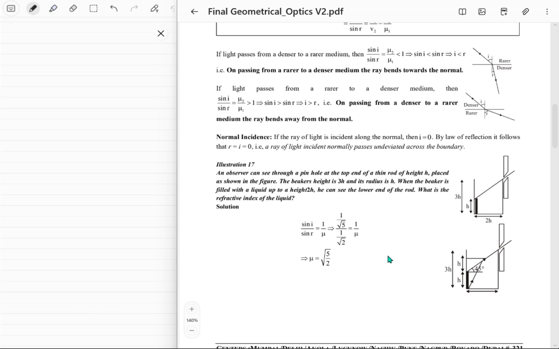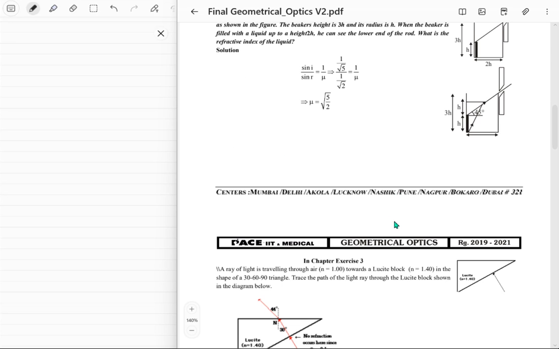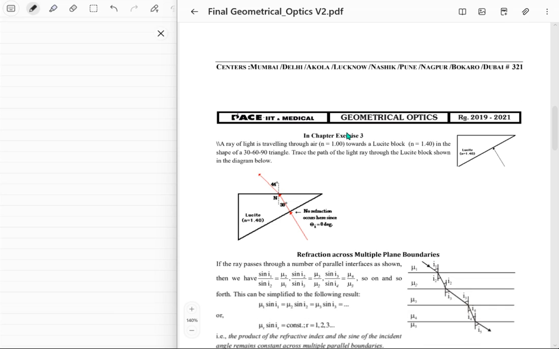Fine, fine, fine. That's right. It's not such a bad question. I think it's good enough. Whatever, we are not doing this. We'll go to the exercises in chapter exercise 3.